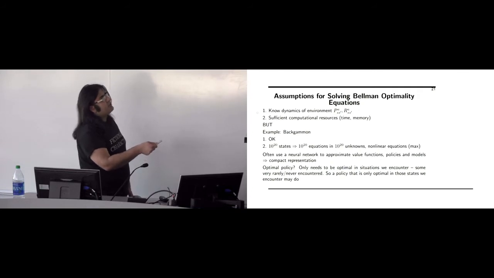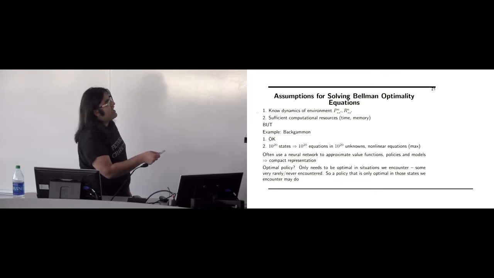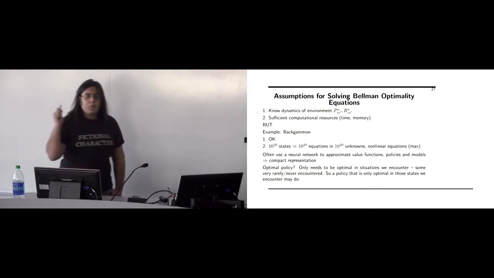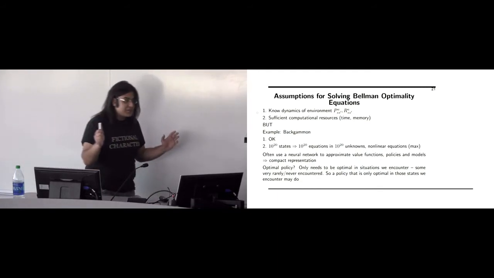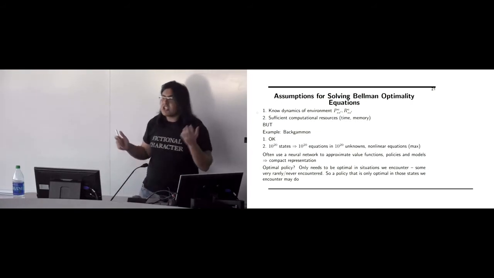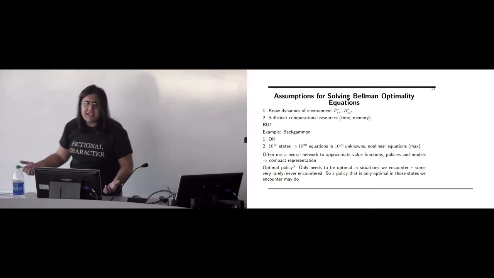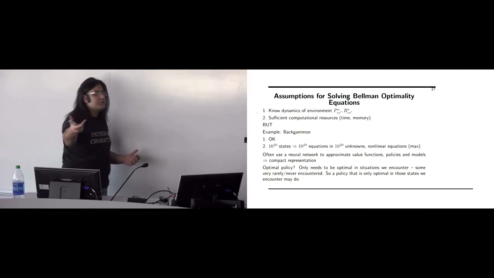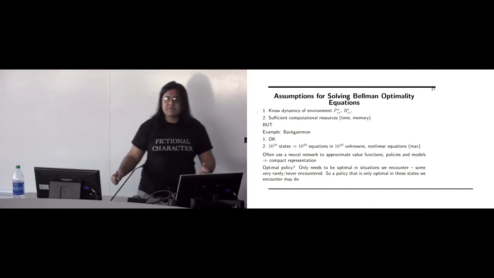It's a tuple of transition probabilities, the probability of going from state S to state S prime if you take action A at state S, and the reward that you would receive if you go from state S to state S prime by taking action A. This is a very, very important assumption. It assumes that you know the dynamics of the environment. Do we always know the dynamics of the environment? Doesn't an RL agent always know the dynamics of the environment?